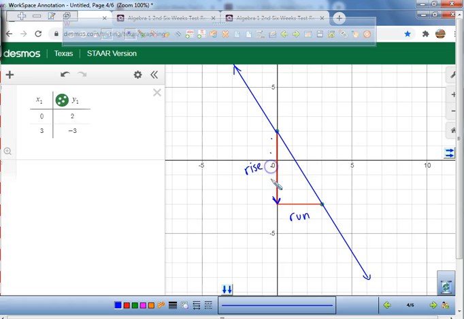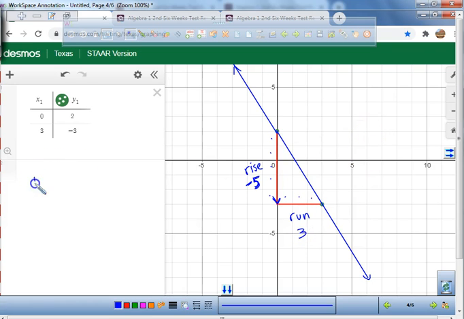1, 2, 3, 4, 5. So you're going to say the rise is -5. I know it's kind of confusing. Like, how could you rise? Listen, it's just talking about that's going down, so it's negative. But how much is it running across? 1, 2, 3. So the run is 3.